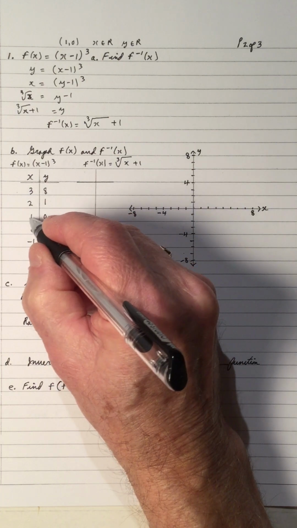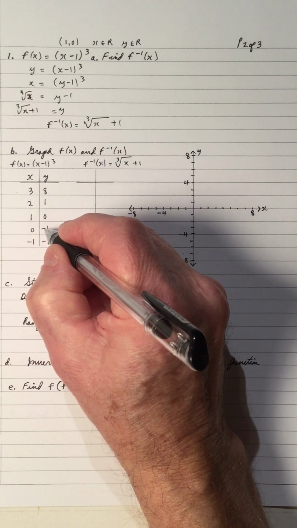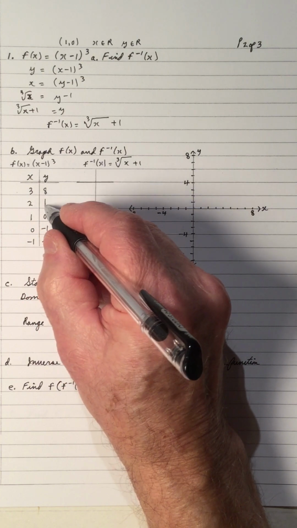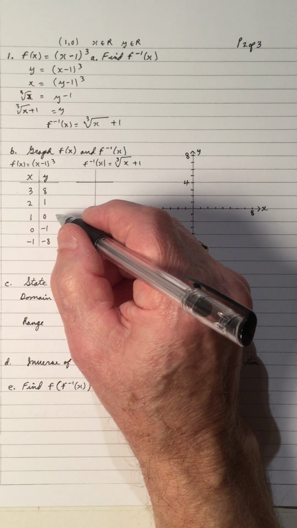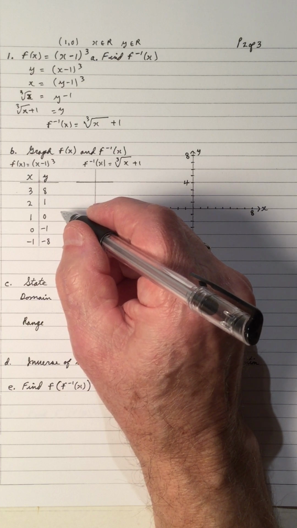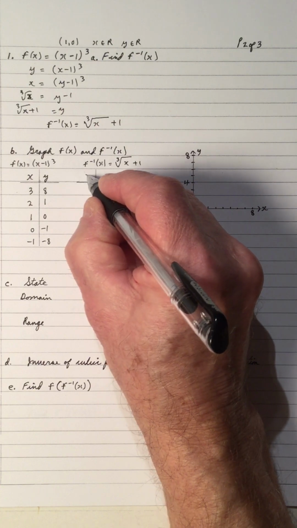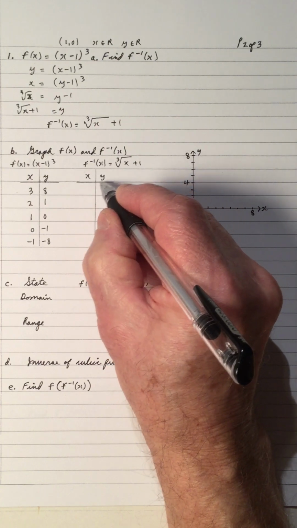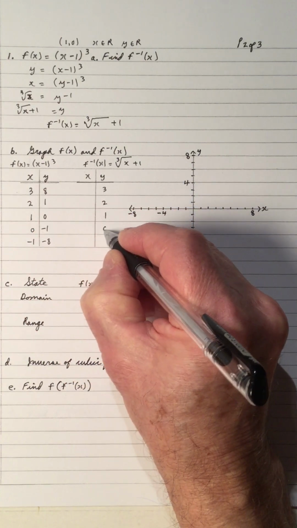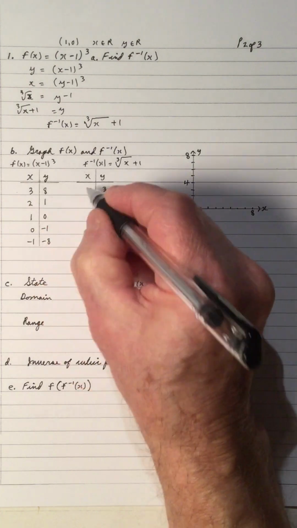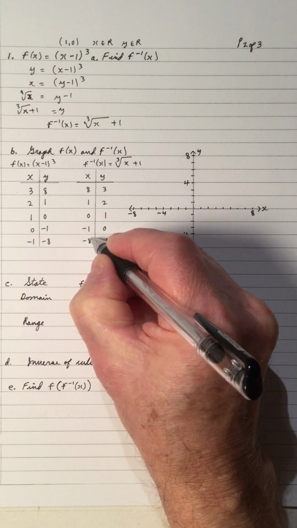Notice it passes through 1, 0, but notice it's also 0, negative 1. Notice that these are the opposites of each other. That means that the cubic is reflected in the origin, 0, 0. Now let's do its inverse, x and y. If we do its inverse, the x's become the y's: 3, 2, 1, 0, negative 1. The y's become the x's: 8, 1, 0, negative 1, negative 8.